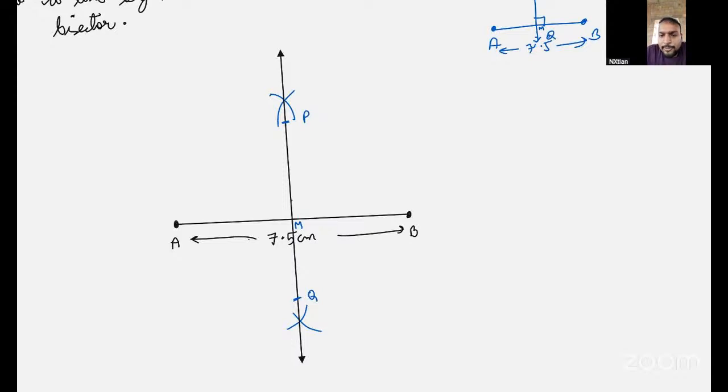Got my point? Without disturbing the compass, the compass should not be disturbed. If you take a measurement on A, then the B measurement should also be the same. And if the arcs are not meeting, then you have to extend the arc so that they can cut each other. Got my point? Got it, sir.